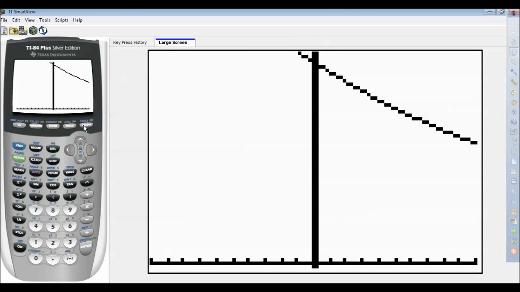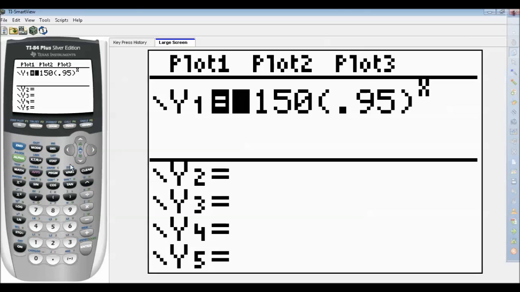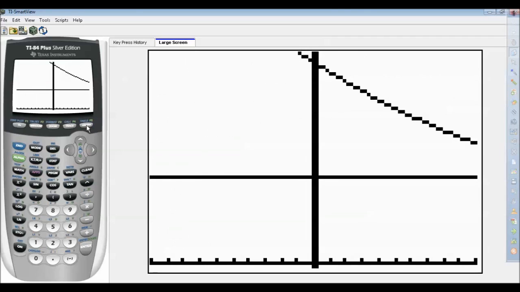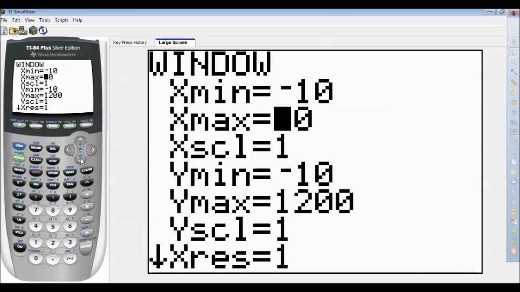Okay, so we want to know when this thing is 500, right? So when is that bacteria population going to hit 500? Let's go to our y equals, and let's just type in 500. Now hit graph. There's the 500 line. So our intersection value is somewhere out there, and we still can't see it yet. Let's adjust the window and give ourselves some more x's. We need some more runway here. So x max, let's make it go out to 20 instead of 10.